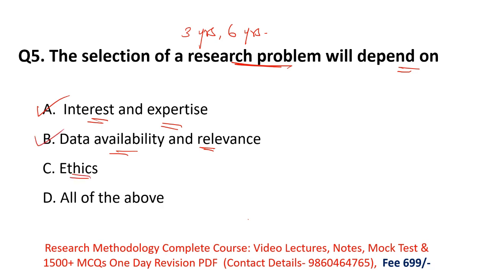Then option C, ethics. Yes, your research problem should depend on ethics, meaning your research problem should be ethical, not anything. Ethical means the problem is such that you can do your research and someone can read your research, with the correct point and a correct research problem. So option C is also correct. All these three options are correct, that's why your correct option is option D, all of the above.